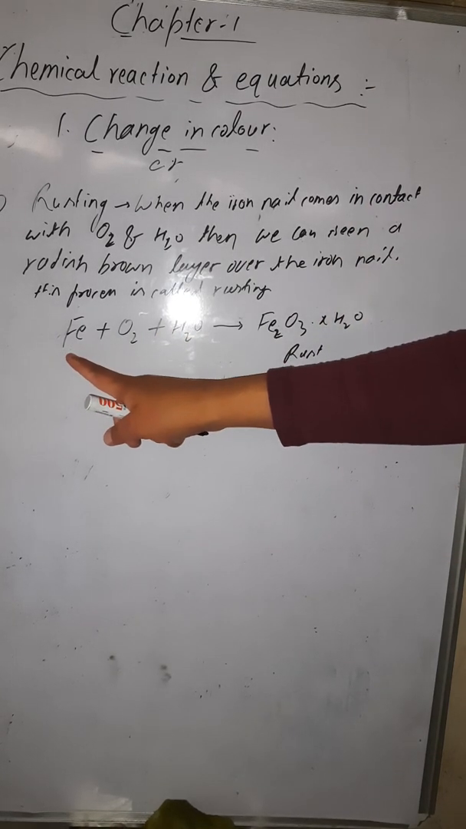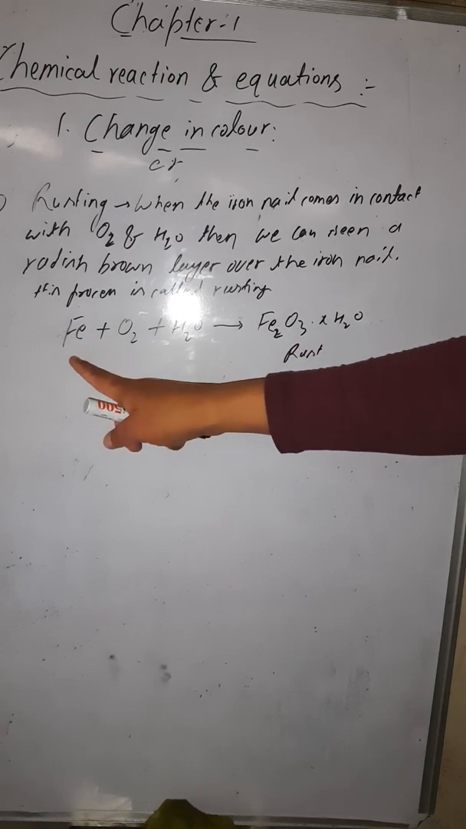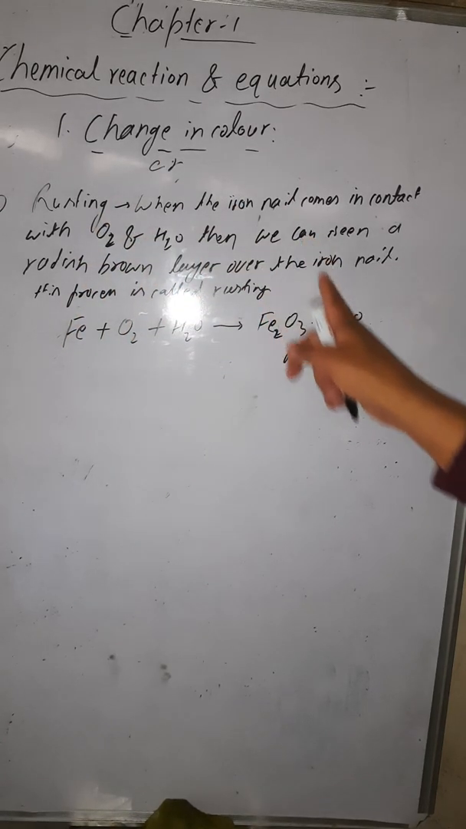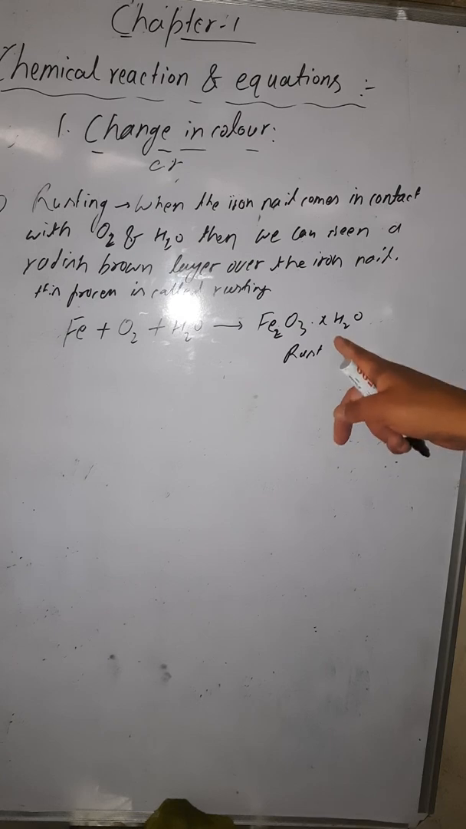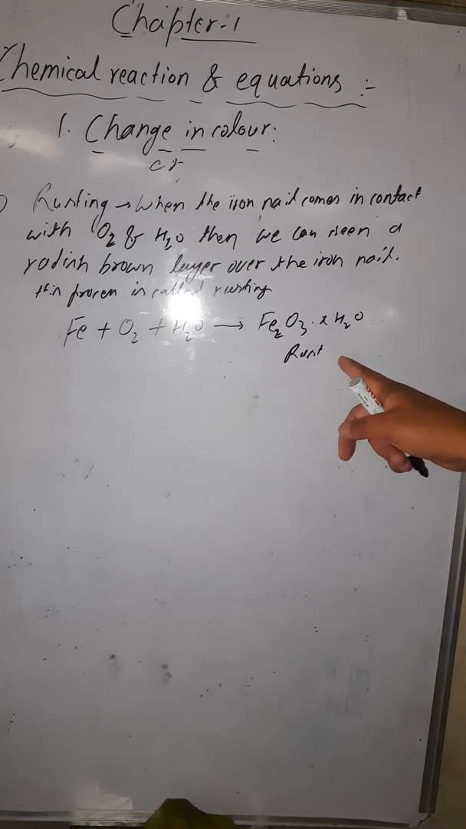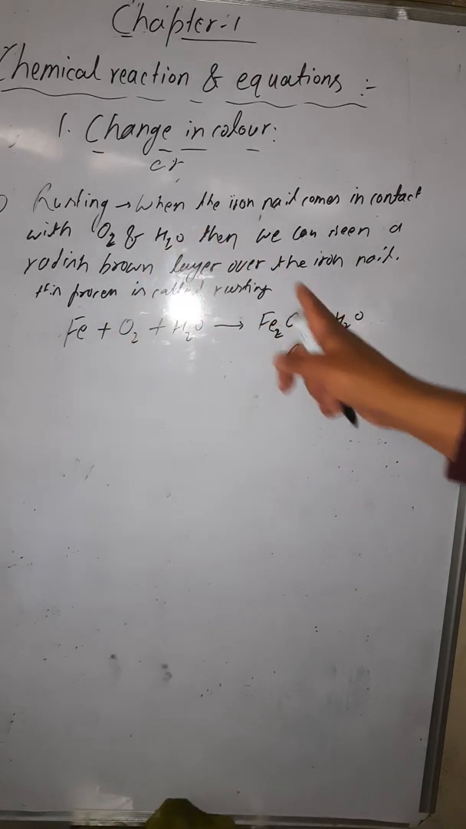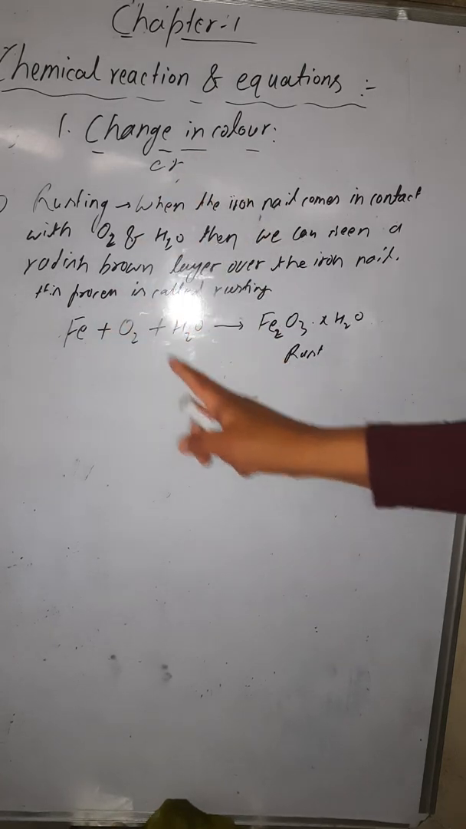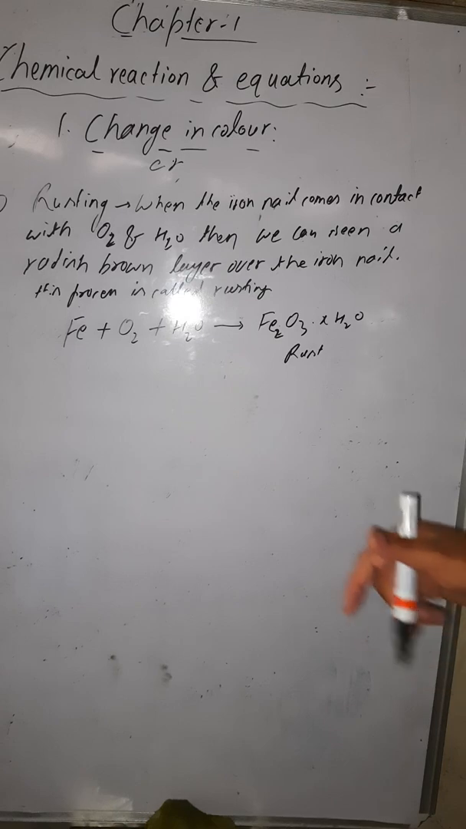What is the color of the iron? The color of the iron is black. Now it is changing into reddish brown color, which is the color of rust. So again, this is an example of a chemical reaction where a change in color takes place. Are you getting this? Okay.